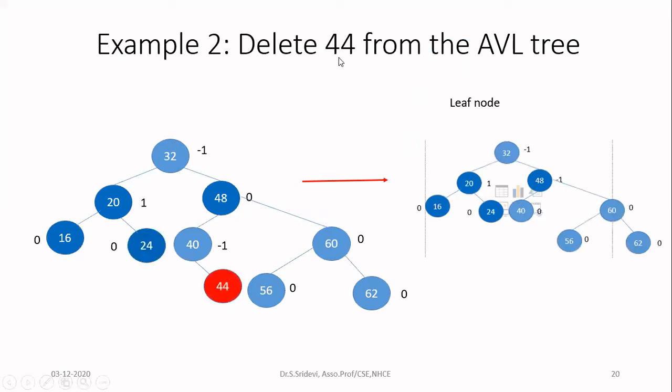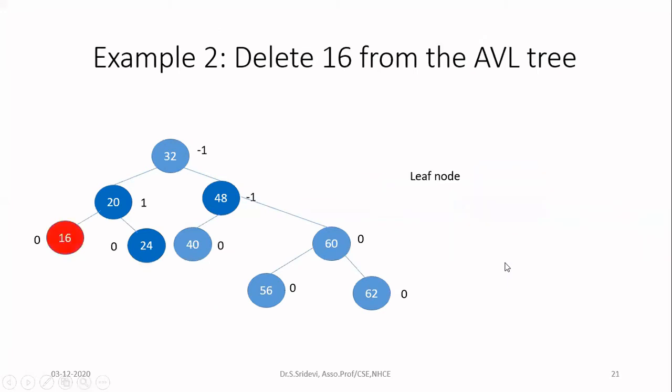Next, I have to delete node 44 from the tree. So first check where is 44. 44 is available as a leaf node in the tree. So when a node is available as a leaf node, simply remove the node from the tree and replace the link of the parent with null. So I am removing 44. Now 40 is having the right child as null. So your work is over. Now you check the balance factor of all the nodes. All are in the permitted range. So go and delete the next node.